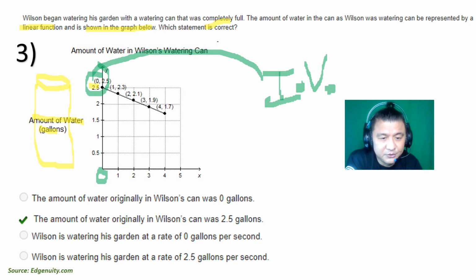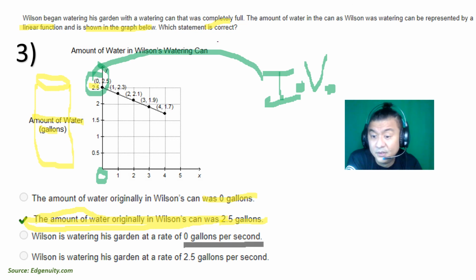The amount of water originally in Wilson's can was 0. No, that's not correct. The amount of water originally in Wilson's can was 2.5. They said it already. The original was 2.5, so that's the correct answer. Let's see if the others are correct. Wilson is watering his garden at the rate of 0 gallons per second. If that's 0 gallons, nothing happens. Water won't disappear. Wilson is watering the garden at the rate of 2.5 gallons per second. Is it 2.5 gallons per second?